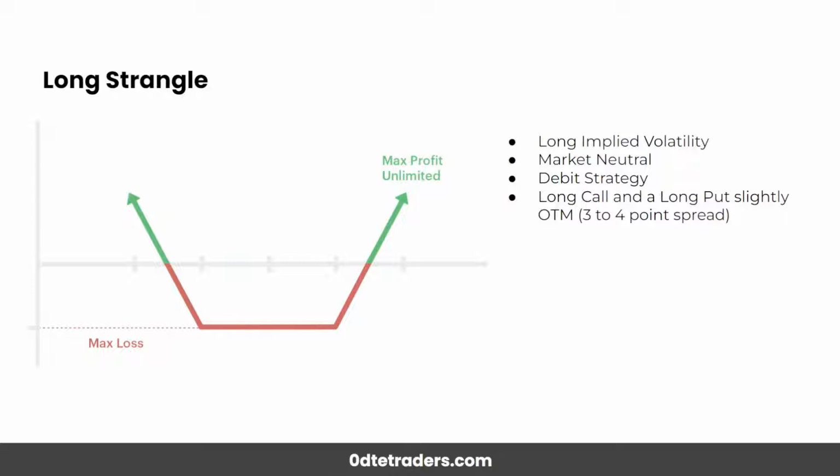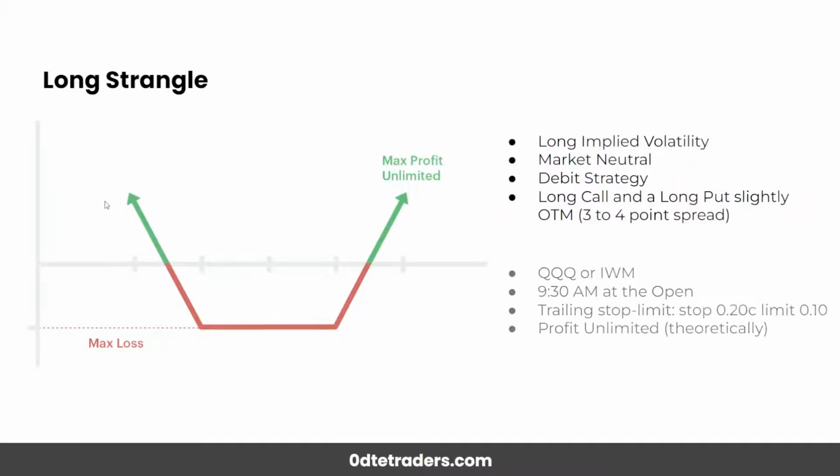Now, how do we construct this trade? You simply buy a call option and a put option with strike prices that are slightly out of the money. The more bullish you are on volatility, the further out of the money the options can be, right? But we recommend buying 1 or 2 out of the money, ideally where the spread is between 3 to 4 points, right? So 3 to 4 points between the long call and the long put.